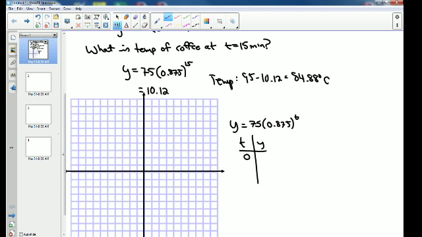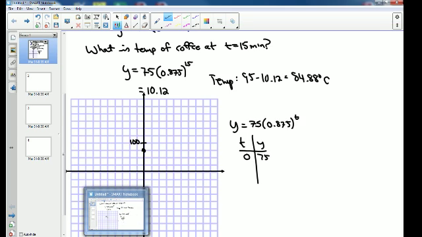Not according to the equation. Where's the T? T's that little thing right there. If t is 0, the equation tells us that it's 75. Very good. Okay, what if t is 1?